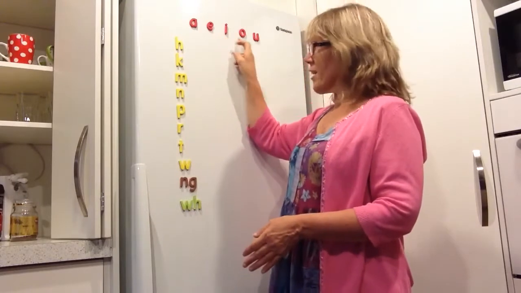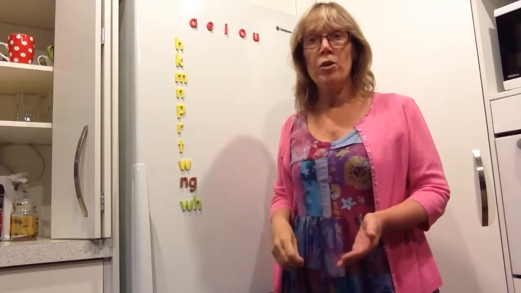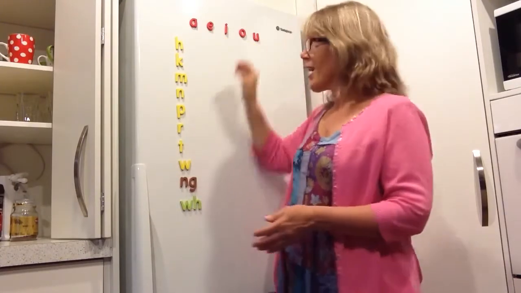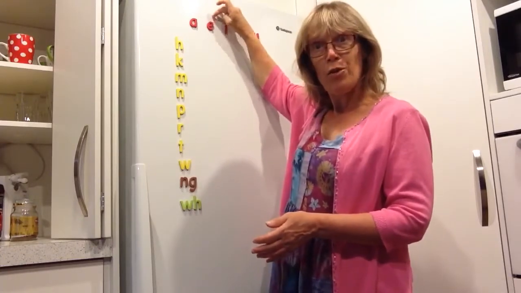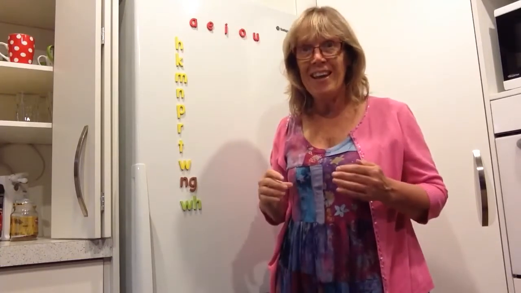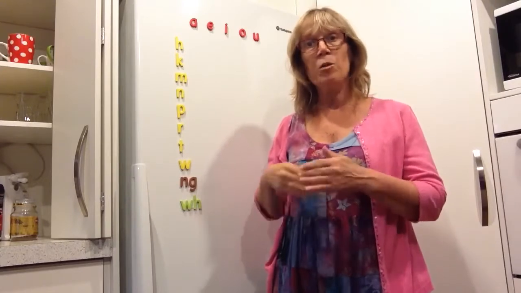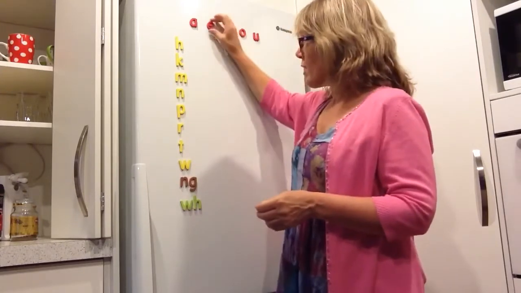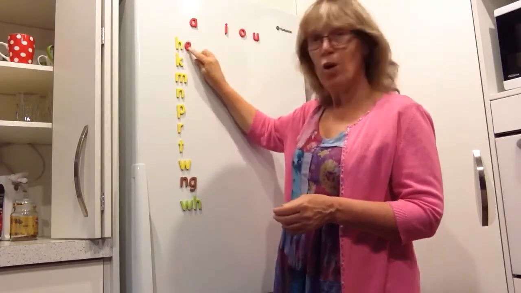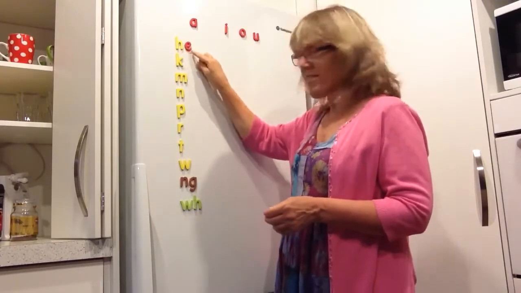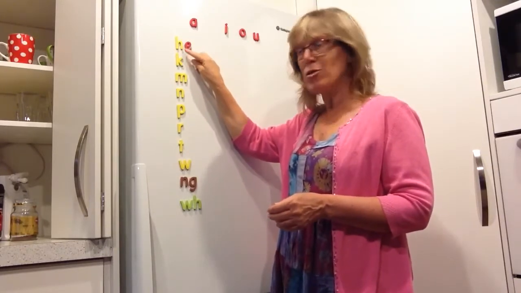A, E, I, O, U. And the only difference would be if the E has a macron over the top, and then it would be air. So a bit longer than E, it would be air. So when we put it next to one of the consonants, it's just that sound with the E after it.